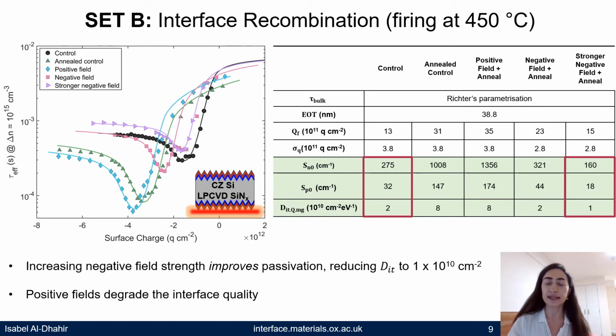And strengthening that negative surface field prior to annealing resulted in improvements to the interface passivation, as the density of interface states drops from approximately 2 to 1 times 10 to the 10, and the electron hole capture rates lower by about 40%. Therefore, these results are in contrast to those of set A, where negative surface fields showed degradation, whilst positive surface fields showed little change.